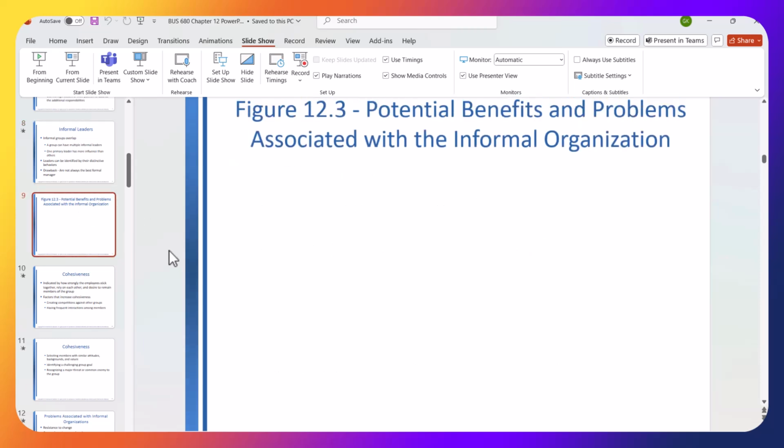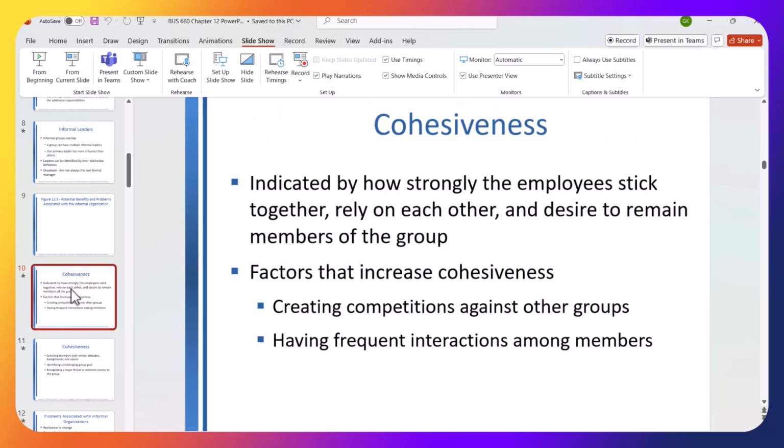Potential benefits and problems associated with informal organization. Cohesiveness is indicated by how strongly the employees stick together, rely on each other, and desire to remain members of the group. Factors that increase cohesiveness: creating competition against other groups, and having frequent interactions amongst members. So they find ways to bond. That can be any number of ways, but they do bond and they become cohesive.